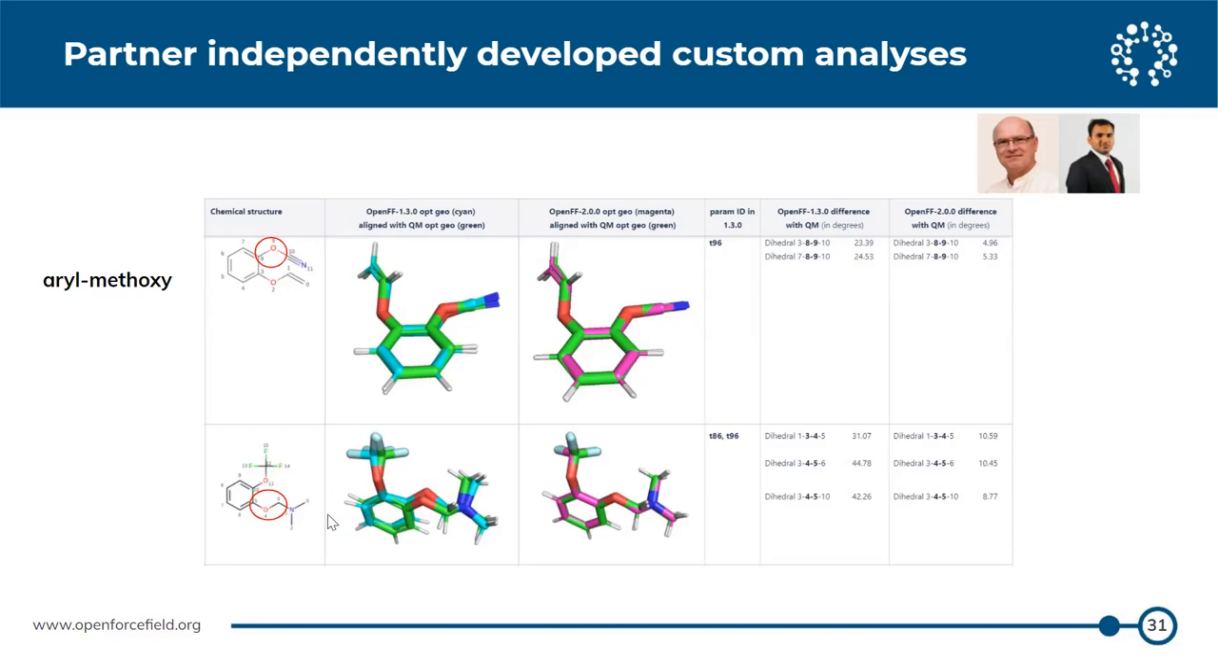And another aryl methoxy moiety exhibited some issue this time. We can look either at this bond from 3 to 4 or this other bond from 4 to 5, identifying a torsion shortcoming of 30 up to 42 degrees for OFF 1.3. Whereas for Sage, again, these values lower substantially to 10 degrees or even less.